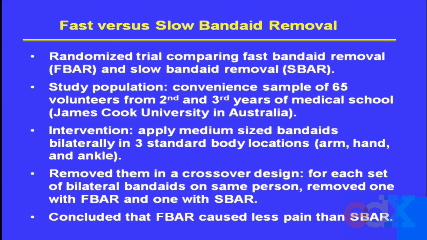So just for a second, let me set the stage for this trial that you're going to be reading, the fast versus slow Band-Aid removal. It is a randomized trial comparing two groups, fast Band-Aid removal, which is called FBAR, and slow Band-Aid removal, which is SBAR. They used a study population, which is actually just a convenience sample.